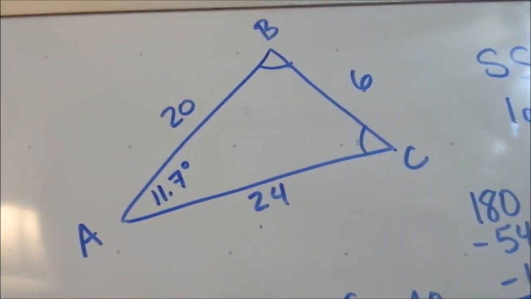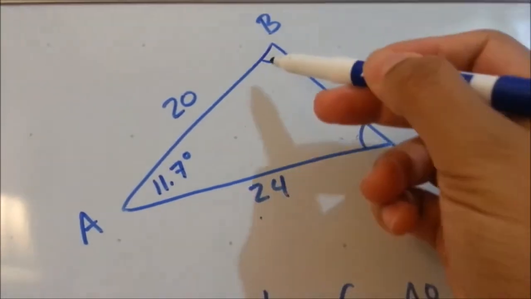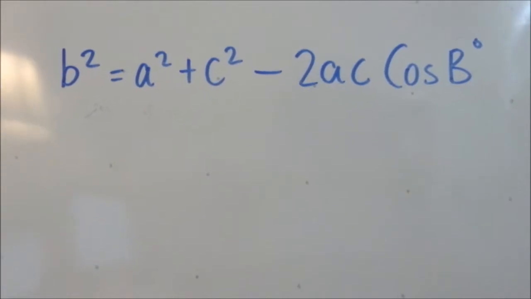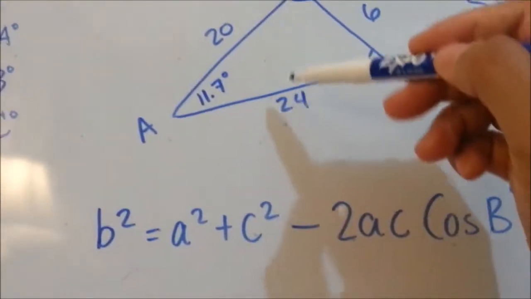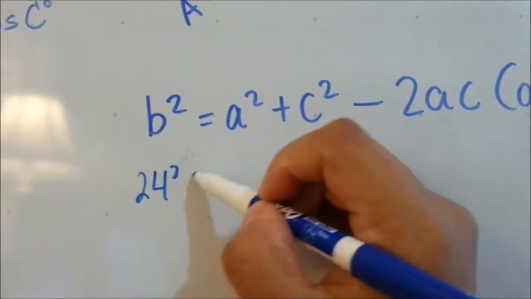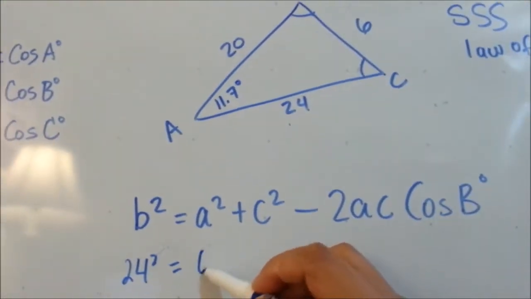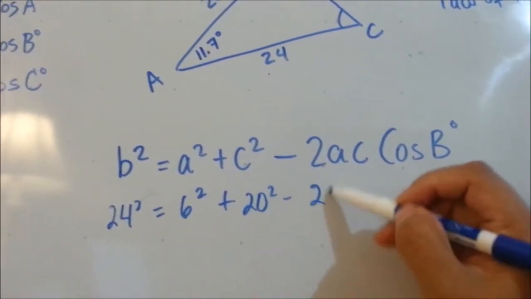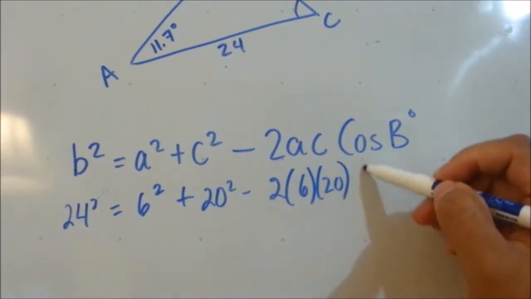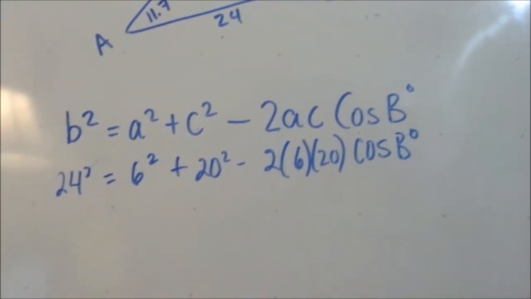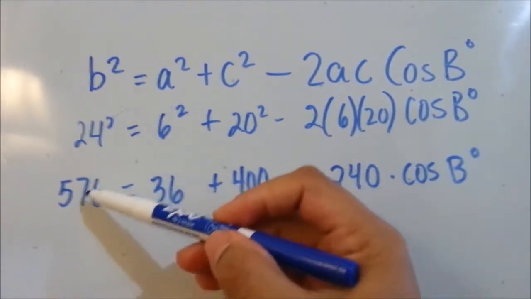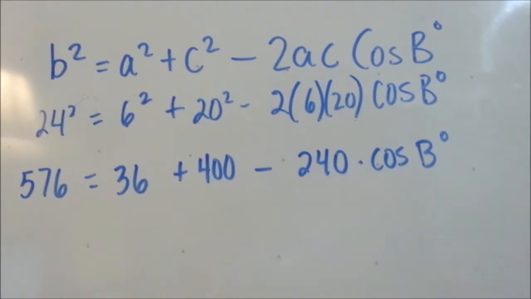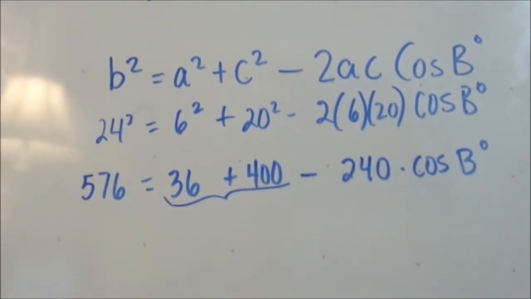So we're going to use the law of cosines to find another angle. I'm going to go for angle B. So I'm going to use that equation. Here we go. This is the law of cosines. B is 24. So 24 squared equals 6 squared plus 20 squared minus 2 times 6 times 20 cosine of B. And B is what we want. Plug it in the calculator: 24 squared is this, 6 squared, 20 squared, and this multiplied is minus 240. And we're going to combine those.